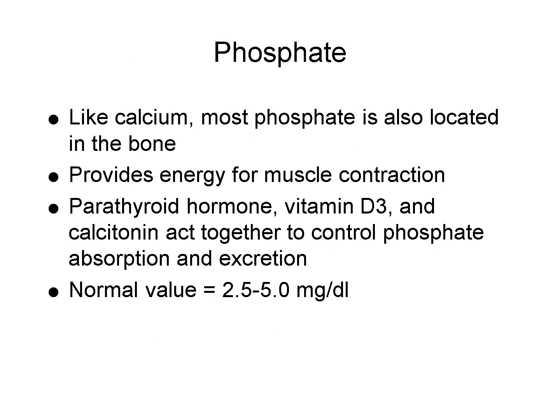Like calcium, most of the body's phosphate is stored in the bones. Phosphate plays a crucial role in cellular metabolism and provides energy for muscle contraction. It is closely regulated by parathyroid hormone, vitamin D3, and calcitonin, which work together to control its absorption and excretion. The normal serum phosphate range is between 2.5 and 5.0 milligrams per deciliter.